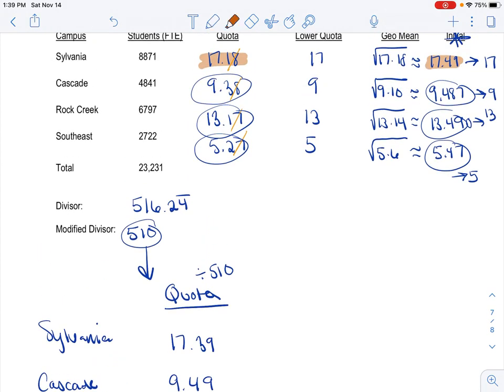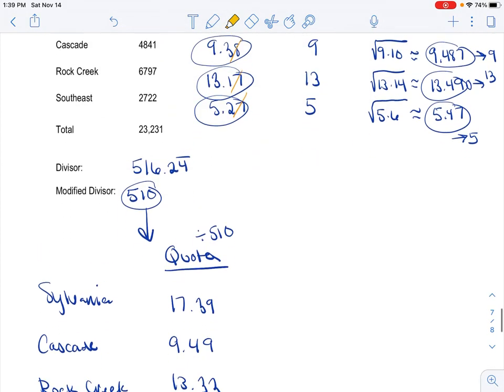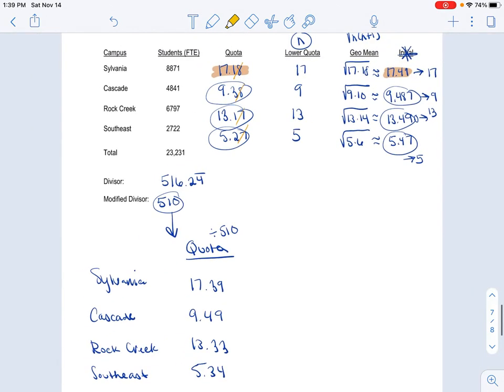Now the nice thing is, we already found the geometric mean. Let me zoom out a little bit. My n here is still 17, 9, 13, 5. We did all the work with those numbers, so nothing changed. So I'm still comparing it to this. So here, my quota is smaller than 17.4, so I'm going to round down. So that goes to 17.